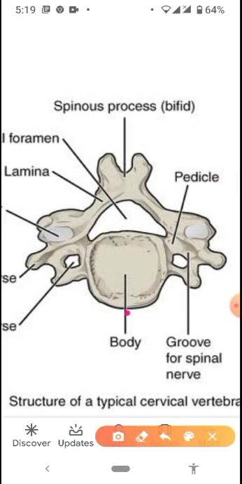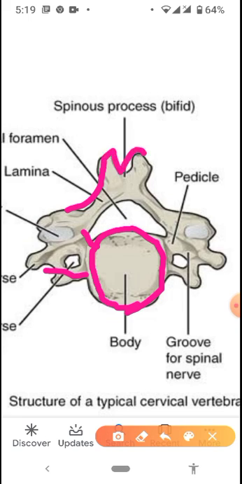The cervical vertebra has a body. This is the main body. Not only cervical, but almost all the vertebrae have a main body, and the transverse process. And this one is the spinous process. The spinous process is the one which you can feel from behind. The main prominence on your back is basically the spinous process. So the cervical vertebra also has the spinous process, body and the transverse process.